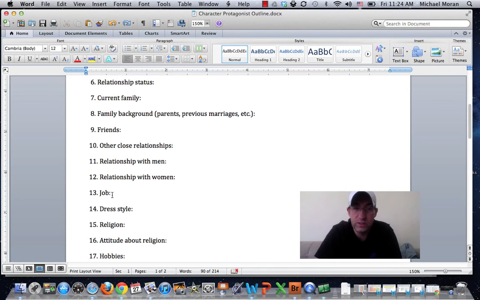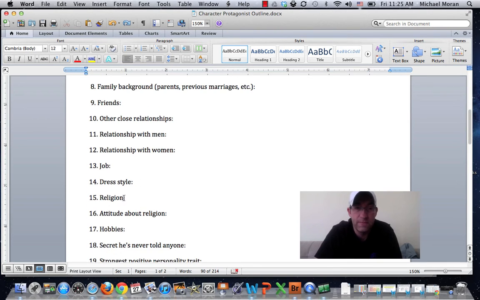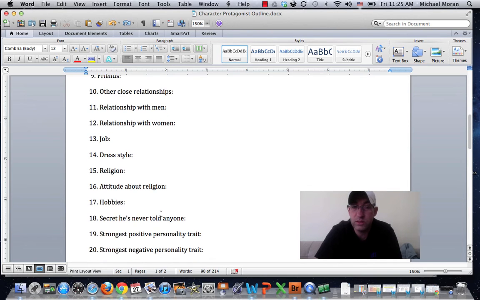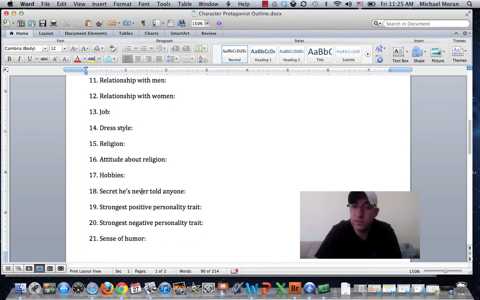What job does this character have? And then maybe your character doesn't have a job, or maybe your character is too young to have a job, or is retired from a job. So consider all those things too. We're going to think about how he dresses, clothes himself, his religion, his attitude about religion, his hobbies, maybe a secret that he's never told anyone that probably is something that would play out somewhere in your story.